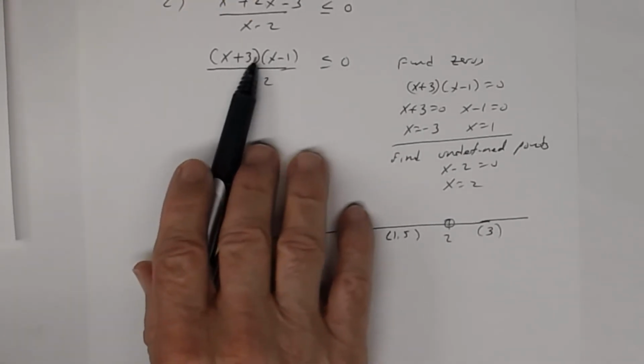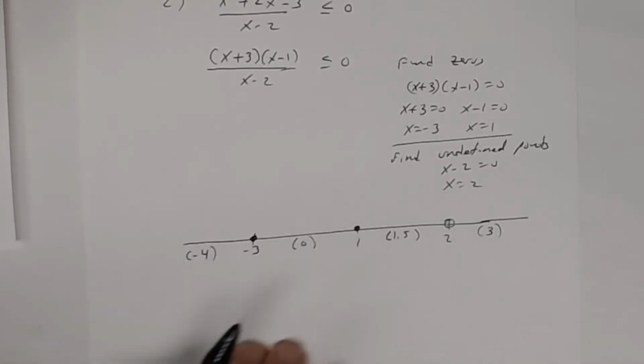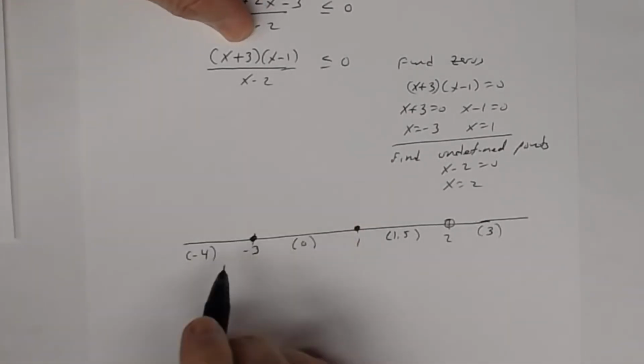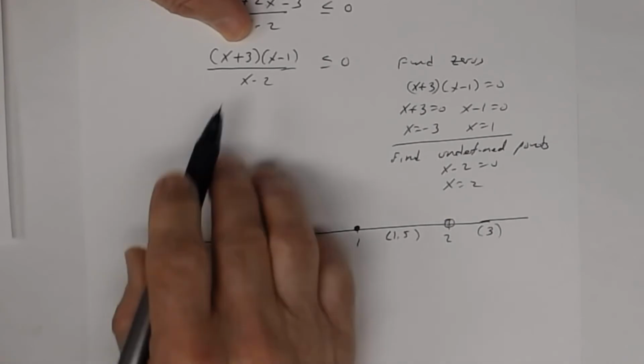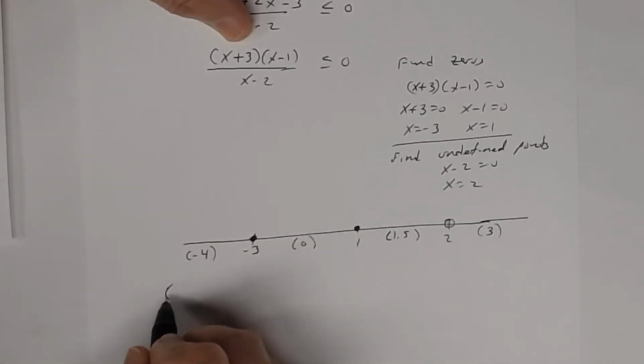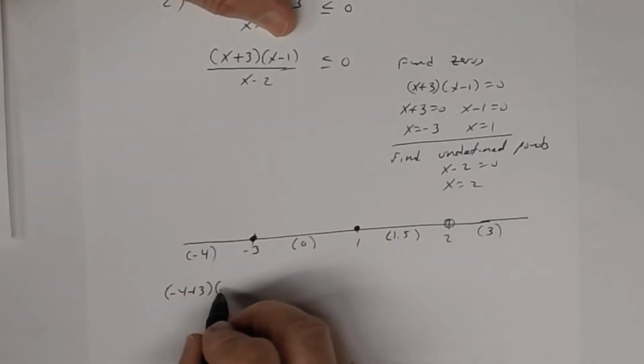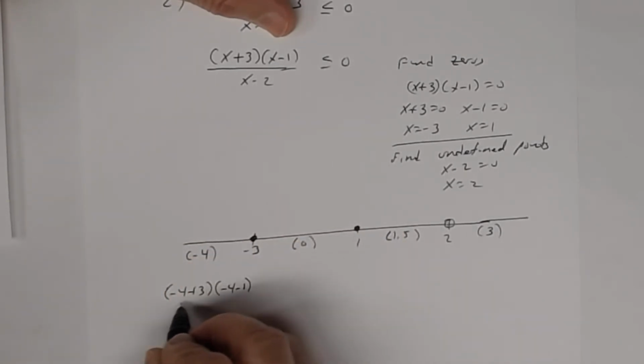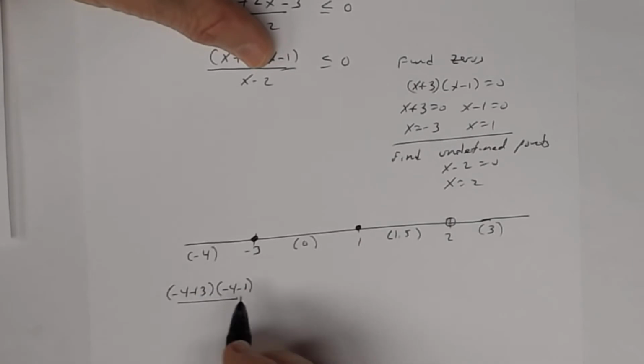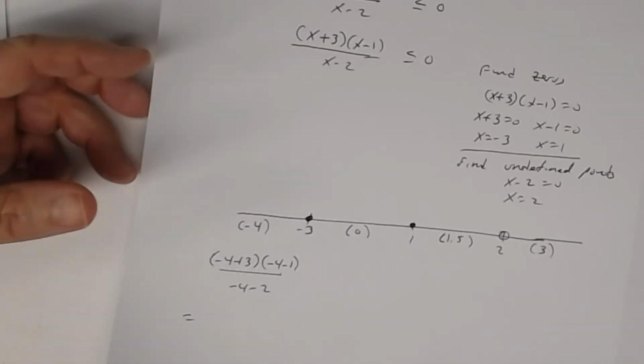Now, you got to make sure you factor this correctly. Otherwise, all this work is going to be incorrect. So always go back to the factored part, though, and make sure it's factored correctly. So my first factor is x plus 3. So I have -4 plus 3 times. My second factor is x minus 1. So -4 minus 1 divided by, and then this factor is x minus 2. So -4 minus 2.